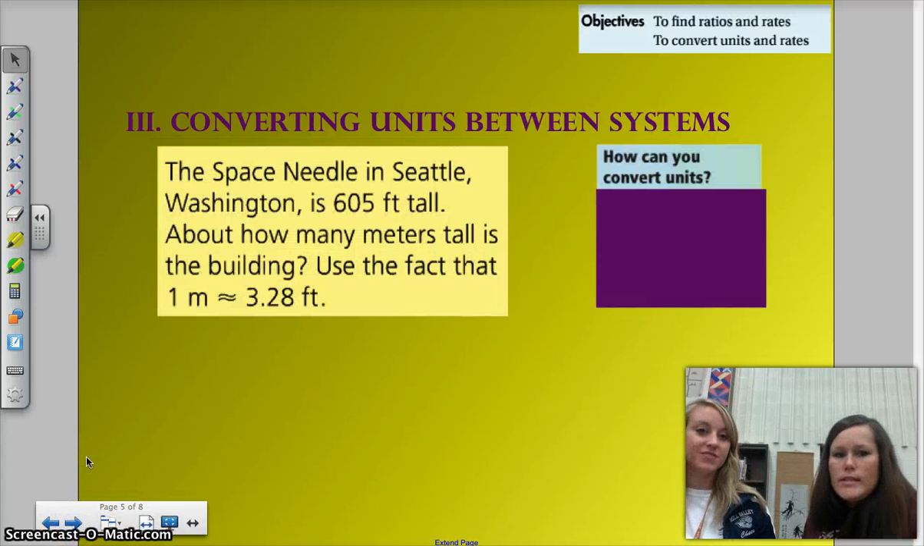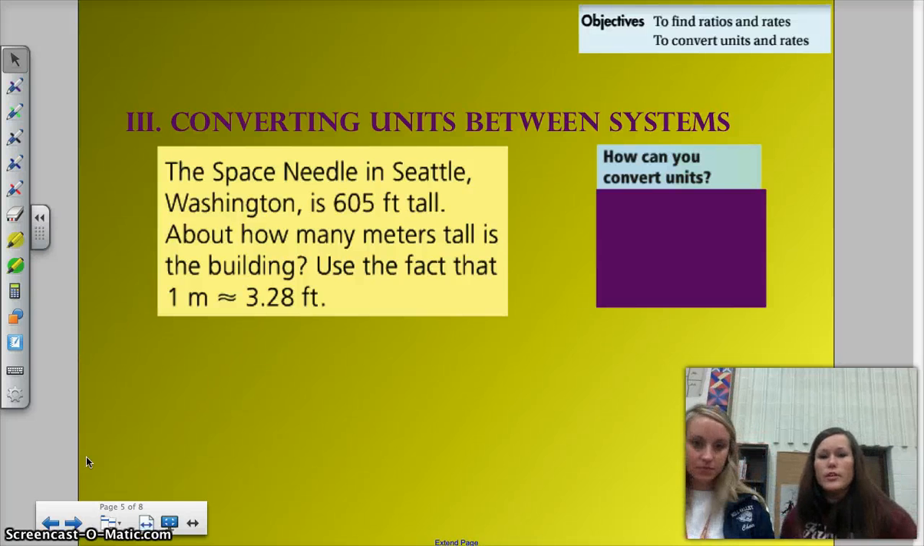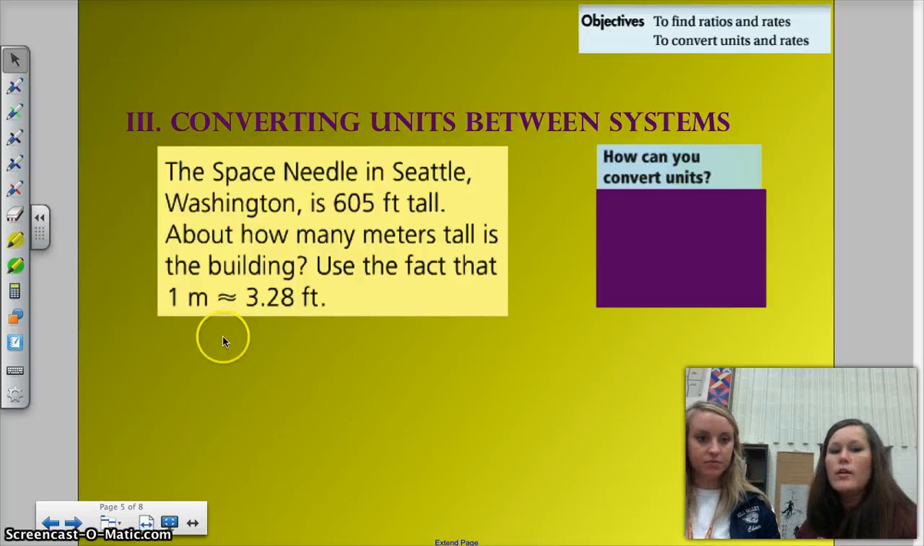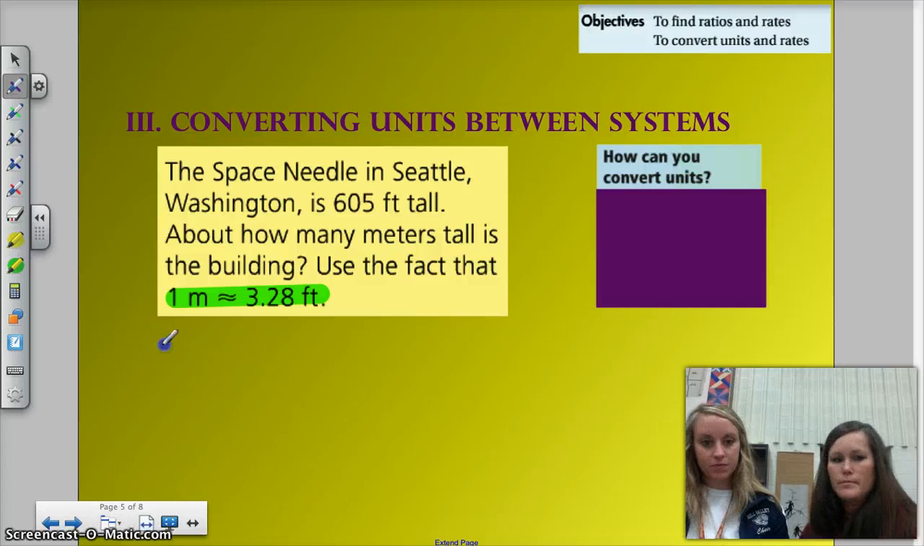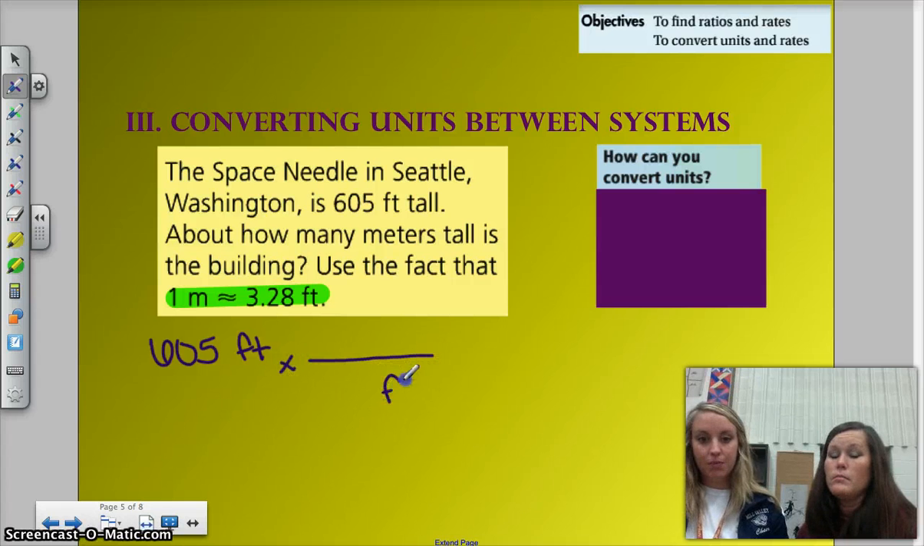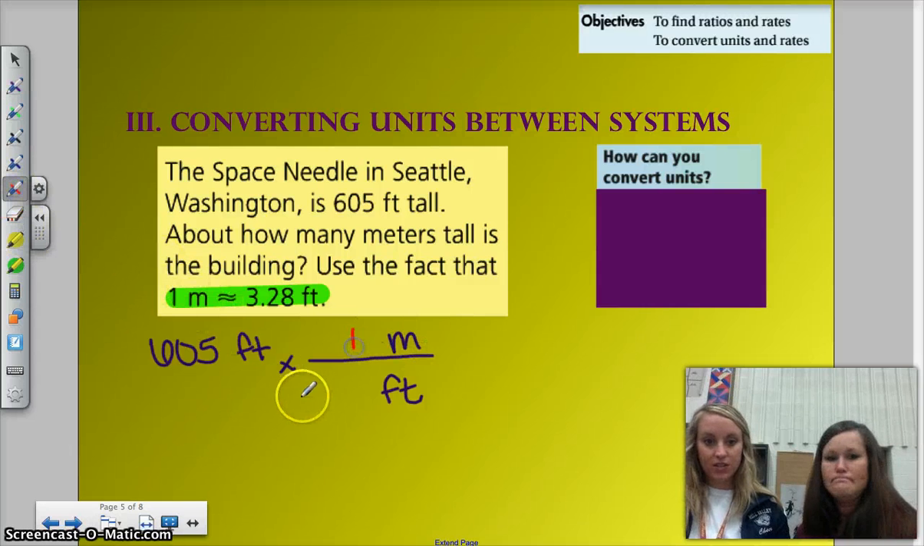The Space Needle in Seattle, Washington is 605 feet tall. About how many meters tall is the building? Use the fact that 1 meter is approximately 3.28 feet. Oh, that's nice. They gave it to us. So we are going to write 605 feet. Start with what's given. We're changing this into meters, so we're going to put feet on bottom because I need my labels to cancel out, and meters on top. So 1 meter is 3.28 feet, and then we're just going to multiply straight across. So 605 on top.